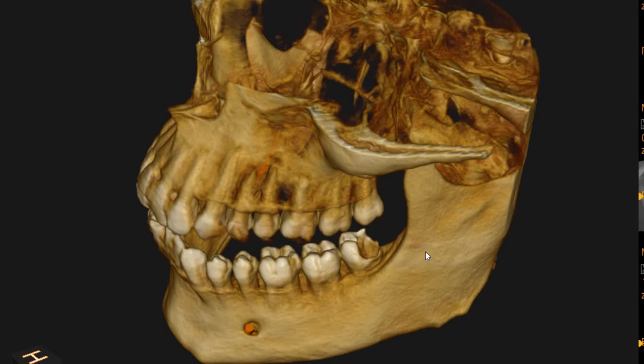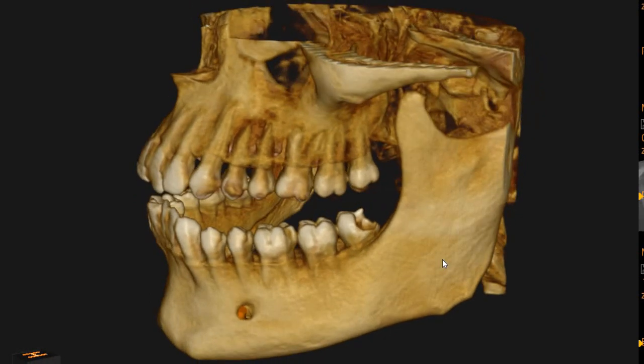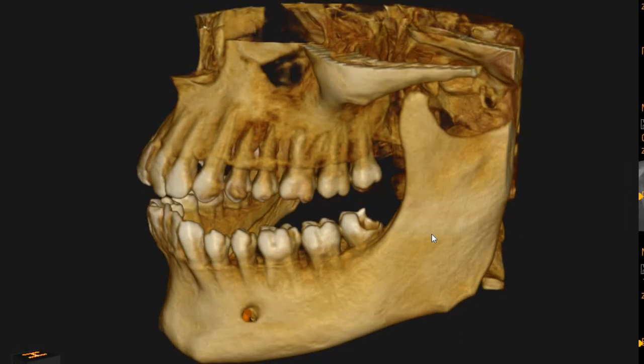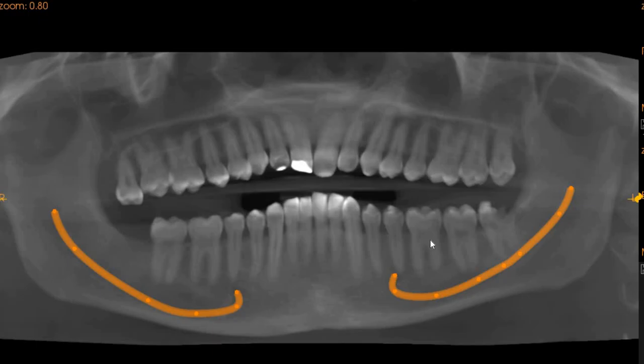The tooth is erupted, but the roots are very closely associated with the ramus and the retromolar region. Now this is the panoramic view. On the panoramic view, we can clearly see on the lower left side the inferior alveolar nerve highlighted in orange, and we can see that the apex of the roots is closely associated with it.